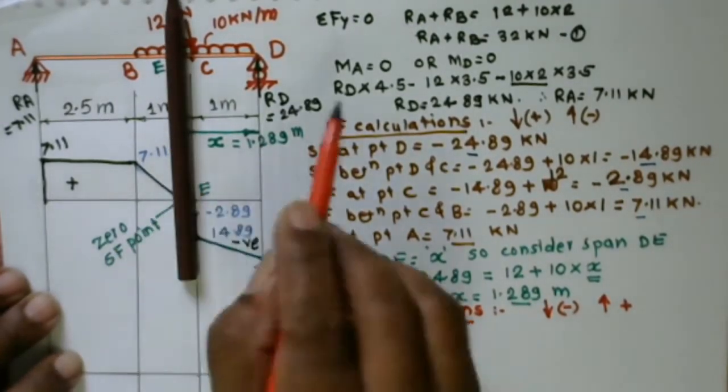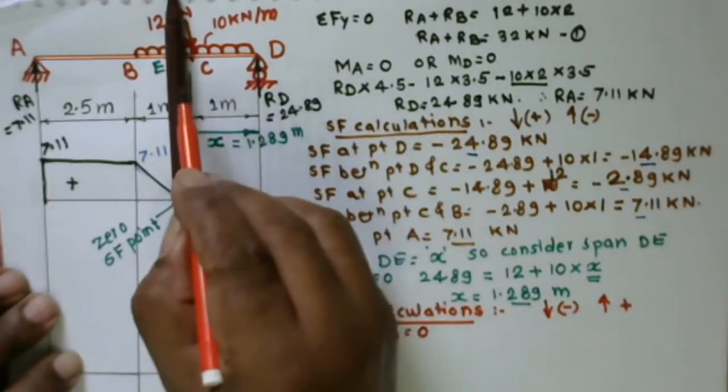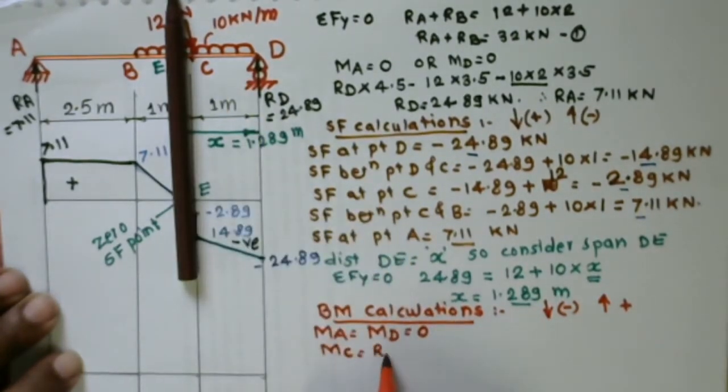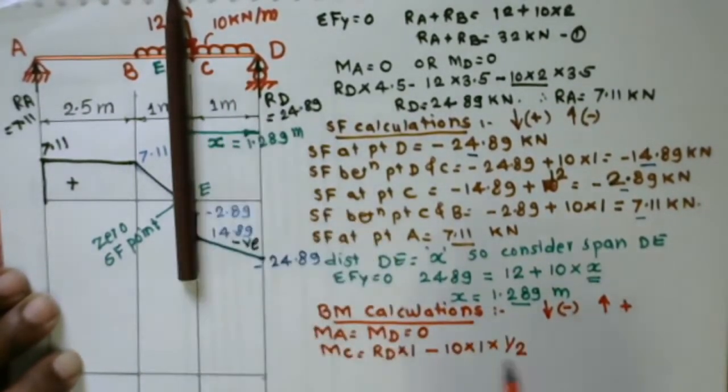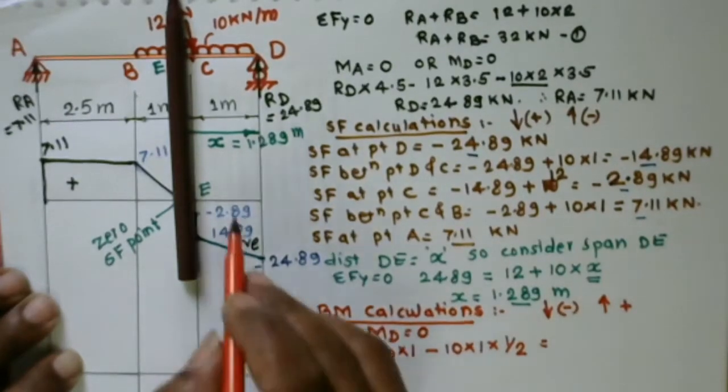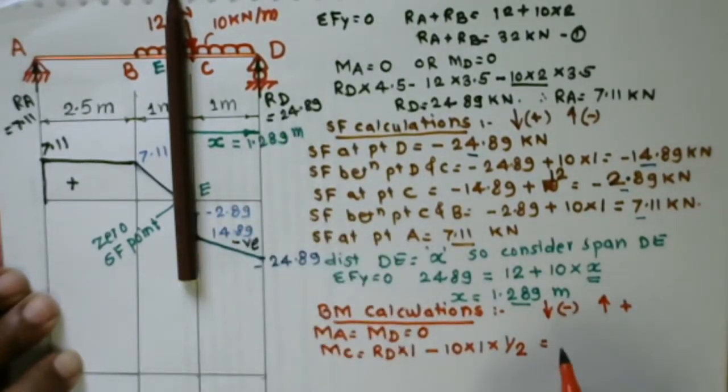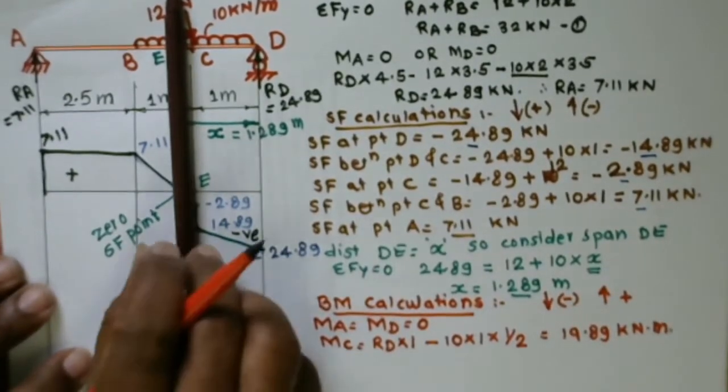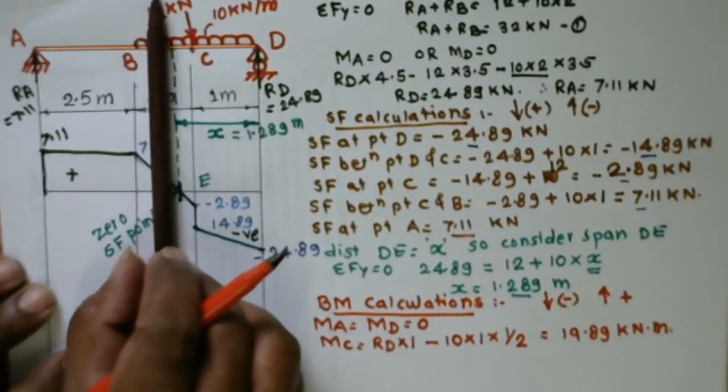We are considering the right side, so RD into 1 meter, RD into 1 minus UDL coming in downward side, so sign convention minus 10 into 1. It is acting at the center of this span, so 1 by 2. So put the value of RD here, that is 24.89. You will get the answers 19.89 kilonewton meter. Now move next point E.